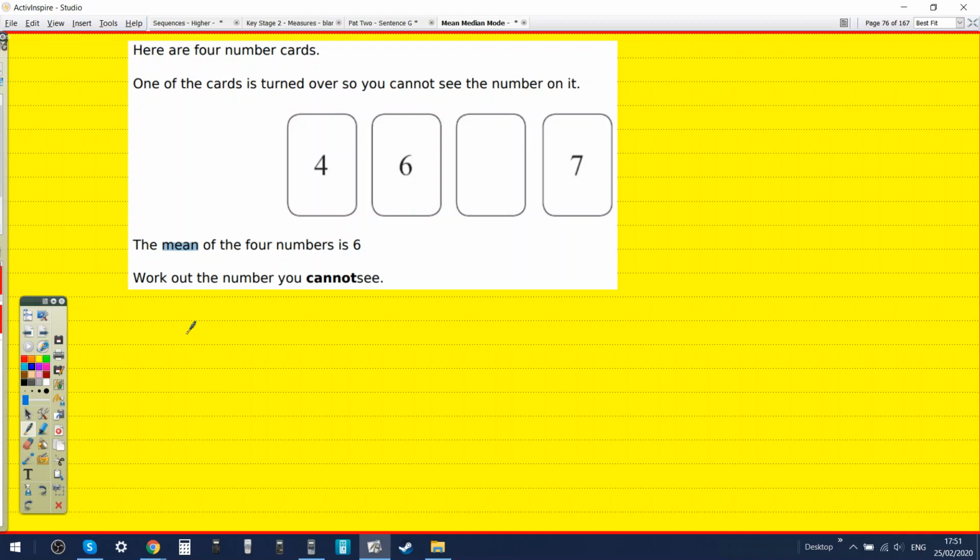Here are 4 number cards. One of the cards is turned over, so you cannot see the number on it. The mean of the 4 numbers is 6. Work out the number you cannot see.